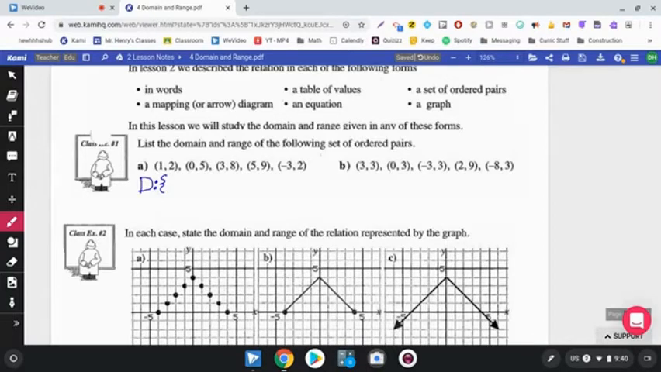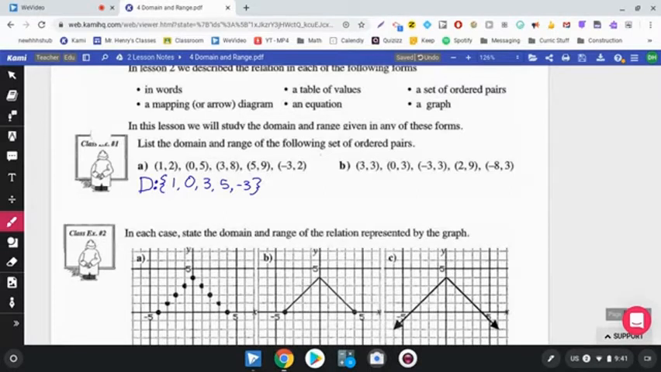And so what I'm saying for domain is, for this set of ordered pairs, this is just a bunch of points: 1, 2; 0, 5; 3, 8; 5, 9; negative 3, 2. For all of those points, list all of the inputs. So you would say, well, 1 is an input, and 0 is an input, and 3 is an input, and 5 is an input, and negative 3 is an input, and that's it. So I end my list by closing the curly bracket, closing the brace on the other side.